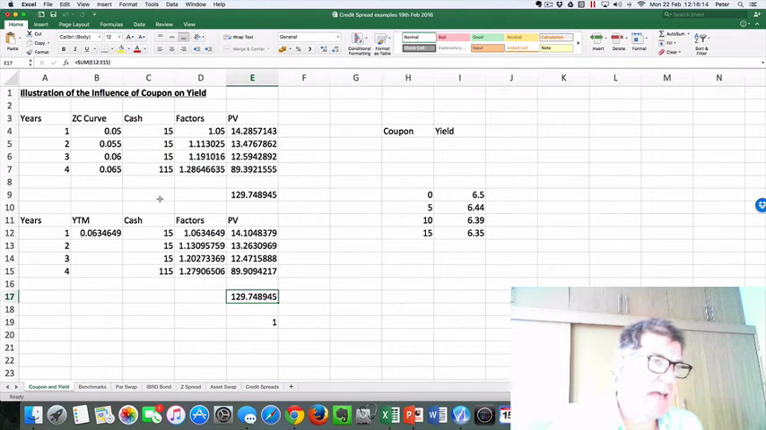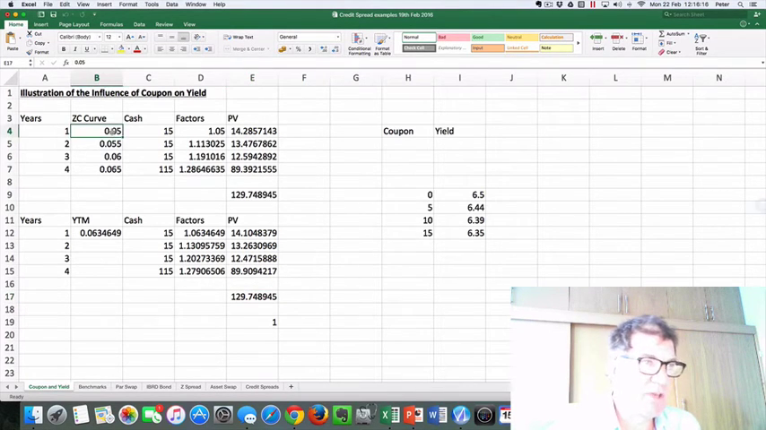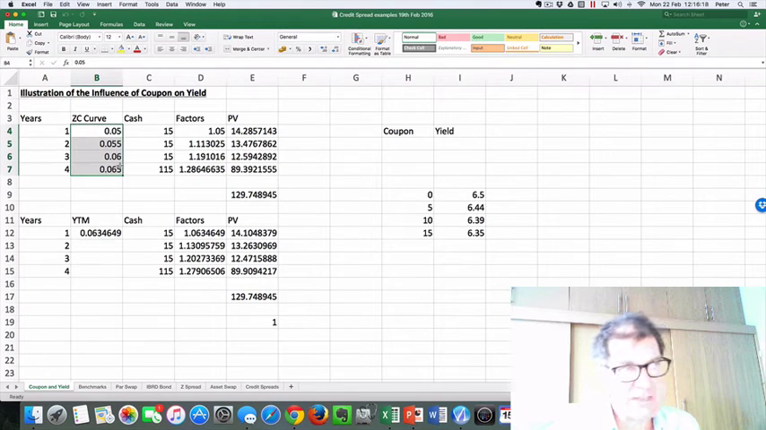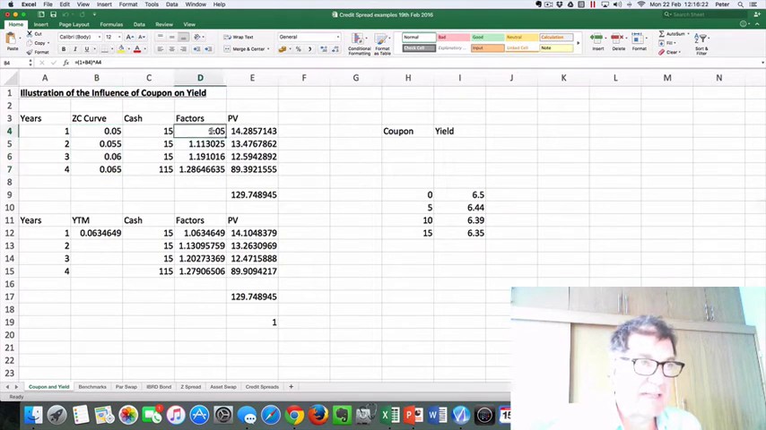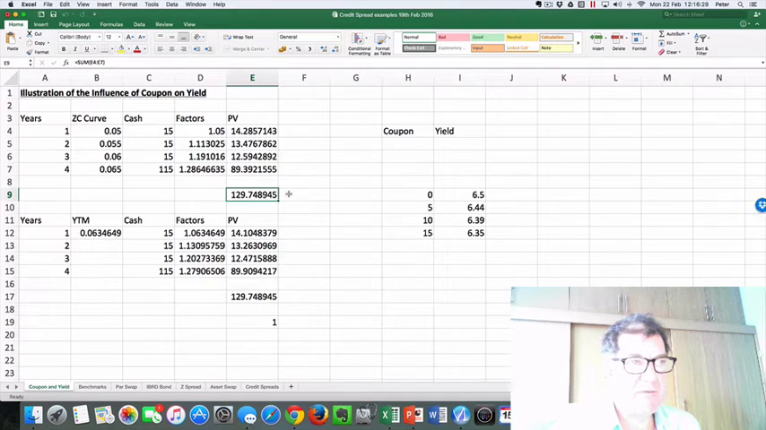I've taken an imaginary zero coupon curve here for 1, 2, 3, 4 years, and there are the rates shown. I've used those rates to calculate factors shown here and present values. And I've then taken a 4-year bond, as I said, and calculated what would be the fair value of this bond if we believe this zero coupon curve to be correct.